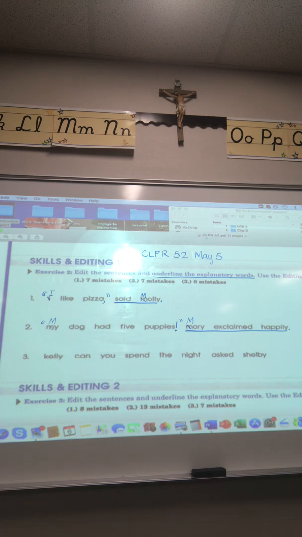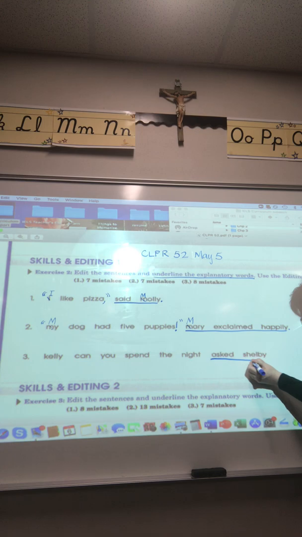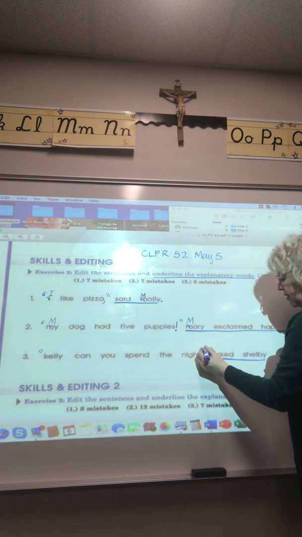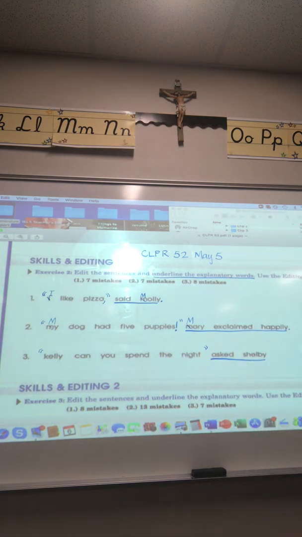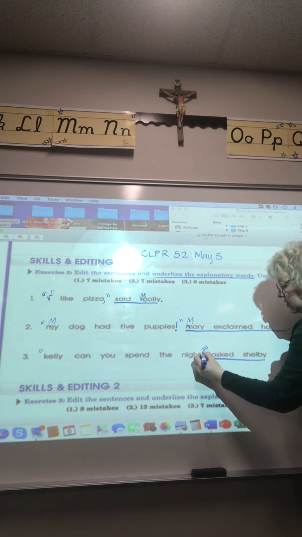Let's do number 3. "Kelly, can you spend the night?" asked Shelby. So first of all, we're going to underline the explanatory words. So who did the talking? Shelby did. And what did she do? She asked Shelby. So now I know that these are the words that came out of Shelby's mouth. And did you notice that it's a question? This is an interrogative sentence. So you put a question mark here.